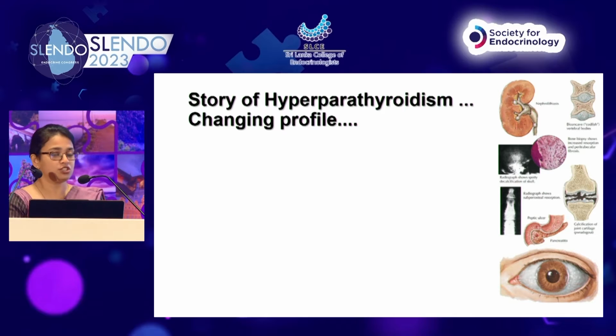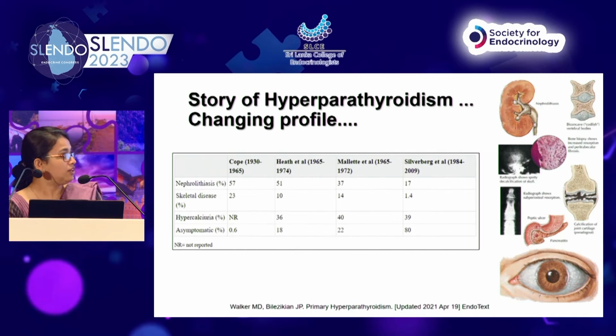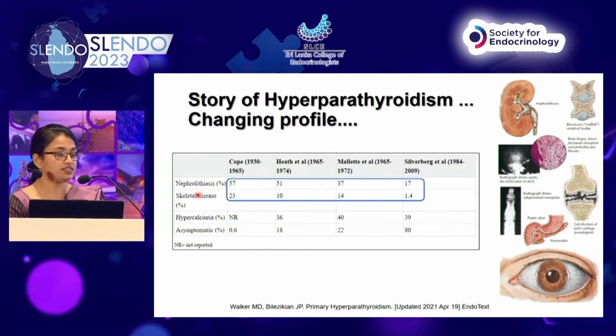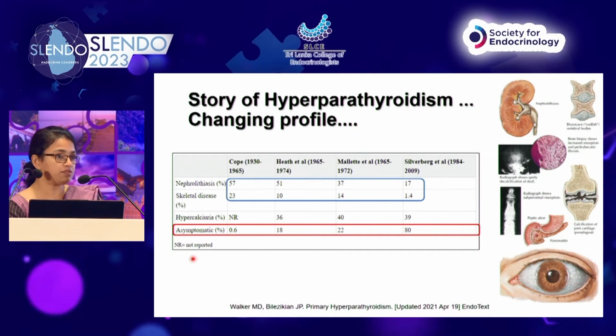But what happened to this profile over the years? If you see, over the years, the symptomatology, nephrolithiasis and skeletal disease, in the 1930s, the percentages of presentation compared to 2009, have markedly reduced. In the same way, if we take asymptomatic presentations, when we compare 1930 to 2009, the percentage of presentation has markedly increased from 0.6% to 80%.